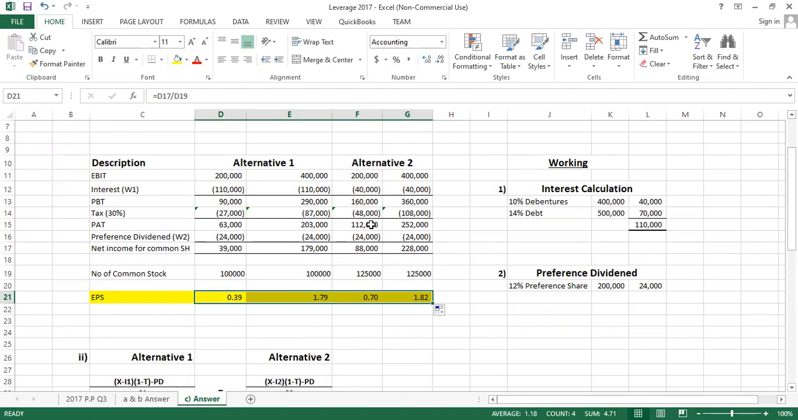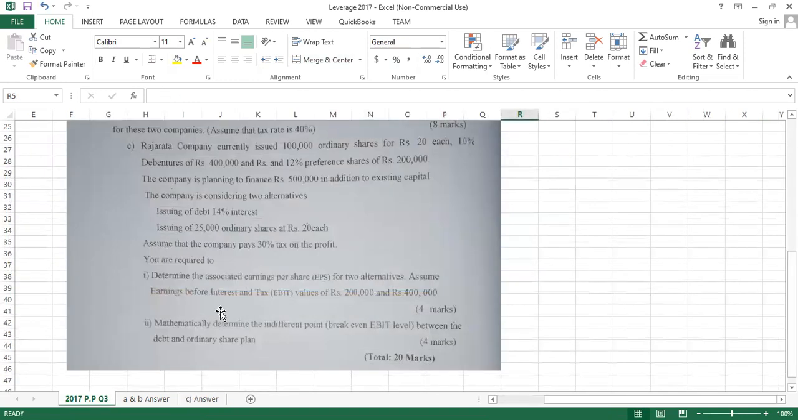Then we want to calculate the second one. Secondly, they ask for the indifference point: mathematically determine the indifference point. That means the break-even earnings before interest and tax level between the debt and ordinary share plan. Indifference point means the earnings before interest and tax at which the earnings per share is the same for two or more alternative financial plans. This is the definition of indifference point. Let's see how to calculate it.